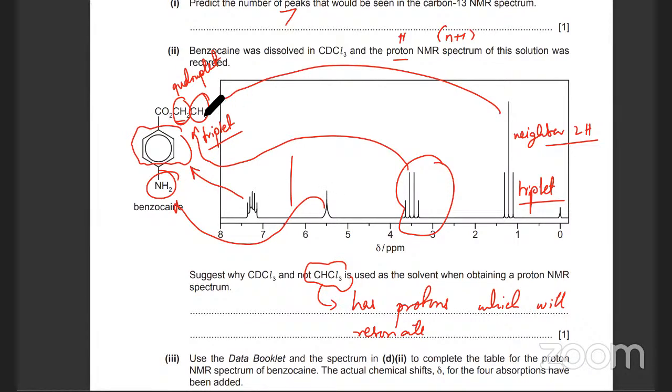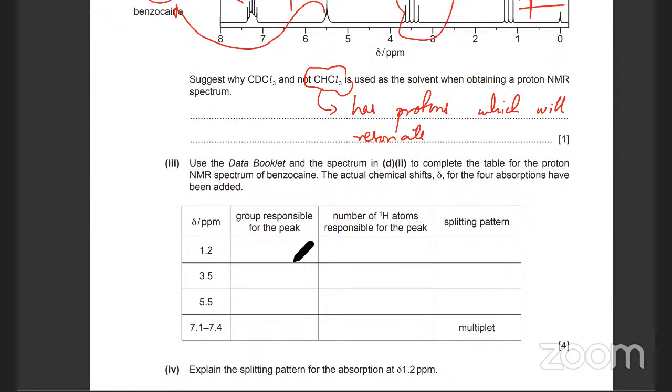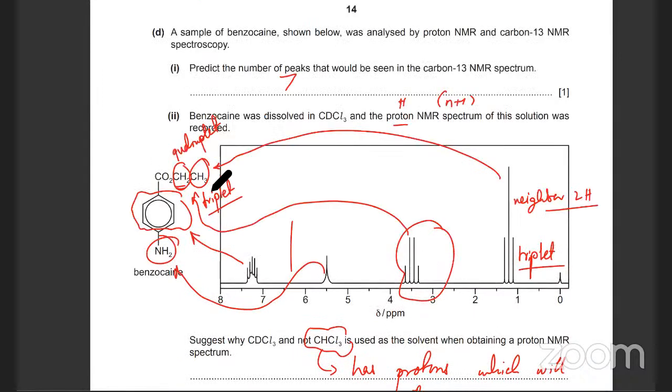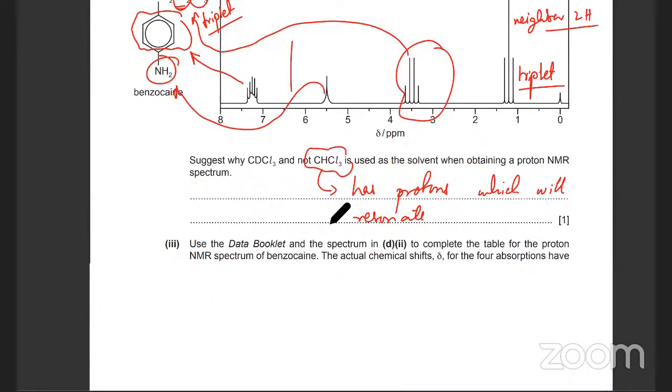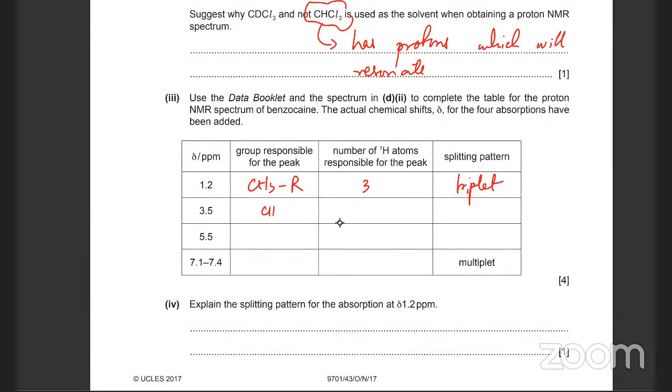The first one was a CH3. So the triplet peak was for CH3 at 1.2. So the group responsible is CH3 next to a carbon chain. And number of H atoms, that's 3. And the splitting pattern is a triplet. At 3.5, you had a quadruplet, and the group responsible was CH2 next to an O. So the group responsible was CH2, which had a carbon chain on one side and an oxygen on the other side. So it had 2 hydrogens, and that was a quadruplet peak.